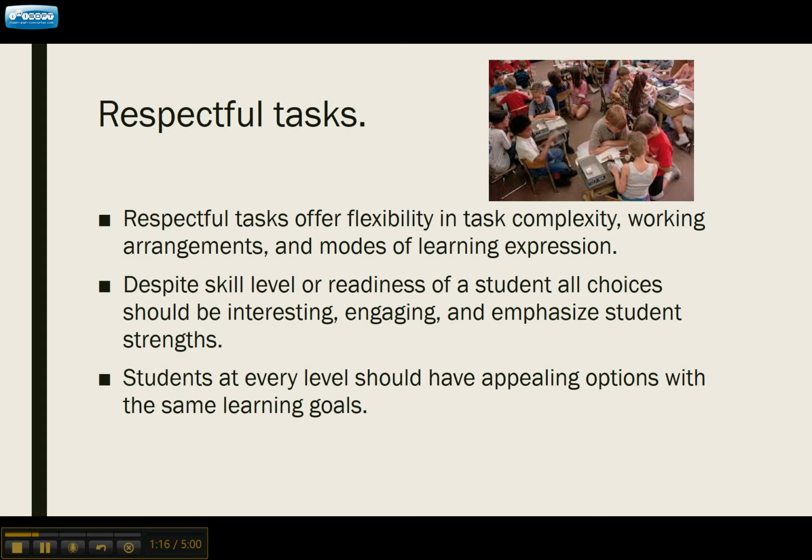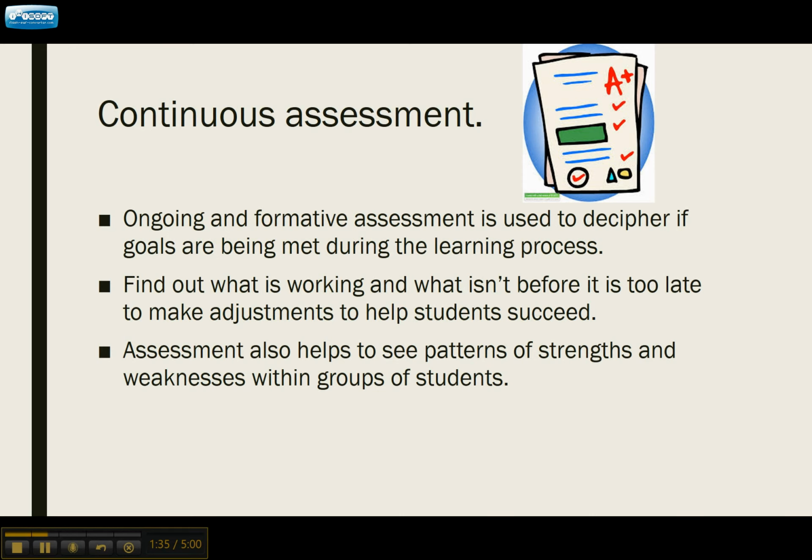It is important for students to feel like they are completing the same tasks as the rest of the class, no matter their skill level. Respectful tasks are not different tasks, but offer flexibility and task complexity, working arrangements, and modes of learning expression. Students at every level should have appealing options with the same learning goals. Ongoing informative assessment is used to decipher if goals are being met during the learning process.